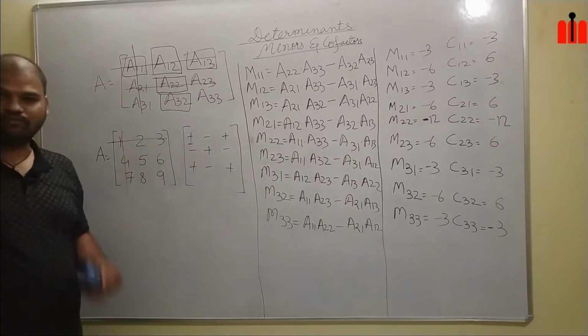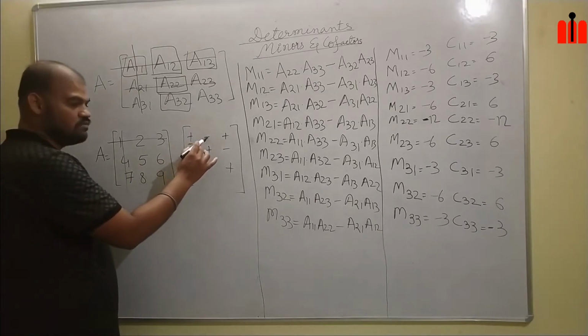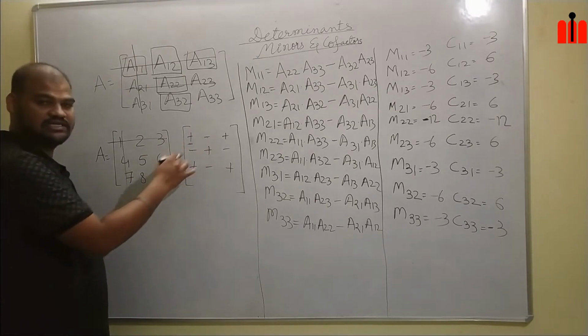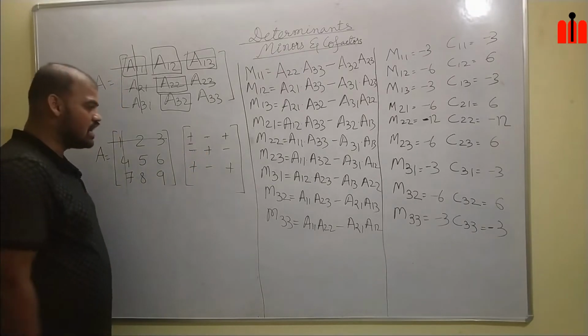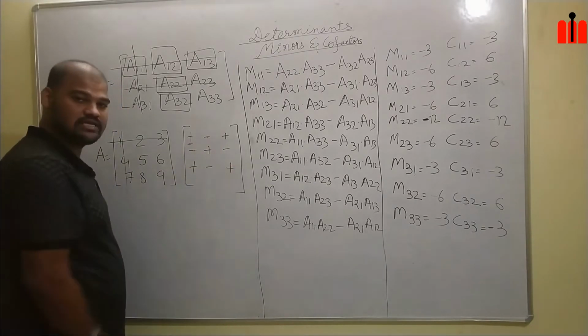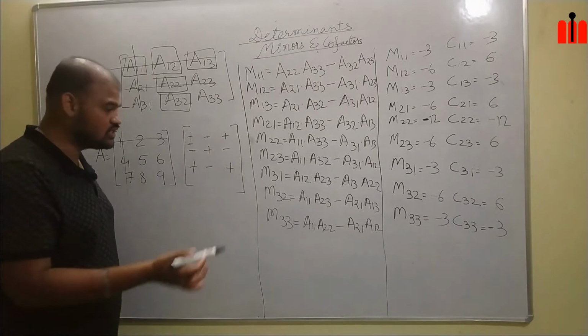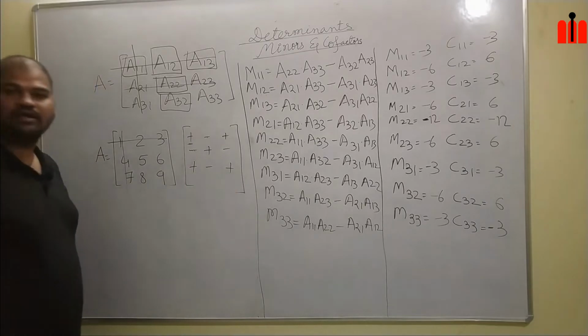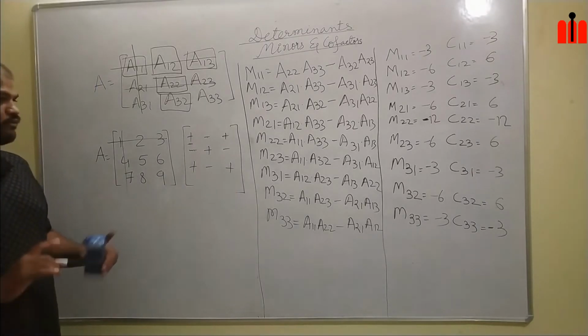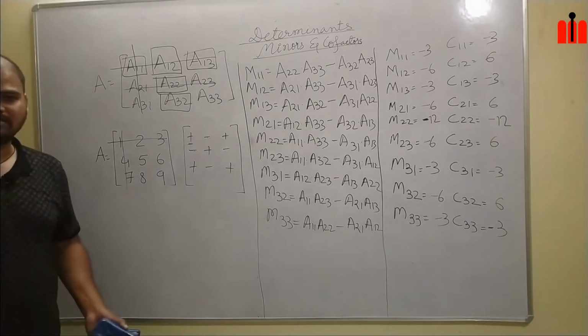So start from plus. After that it will be minus, minus, because adjacent signs cannot be the same. After that you take the adjacent sign as positive, because after minus, plus will come. Like that you can derive the matrix, however big the matrix is, you can derive these signs.